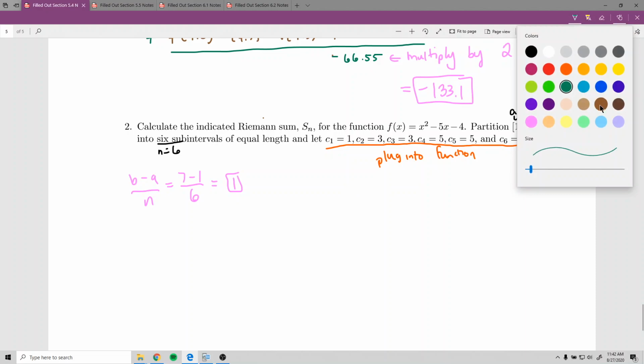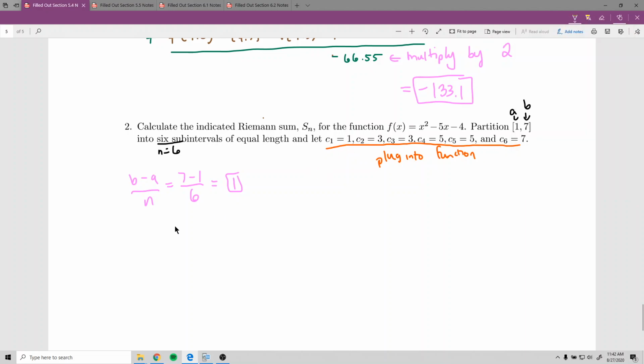Now, just like last time in all these Riemann sums, you want to plug in the numbers to your function. All right, so we want to plug in 1, we want to plug in 3, we want to plug in 3 again. So we'll only do that once and figure it out. We'll want to plug in 5 and 5 again, and then we want to plug in 7. All right, so we'll just plug these in, get the numbers, and then I'll kind of address why they can be repeated. Because it seems like if they're repeated, you should only use them once, but it's okay.